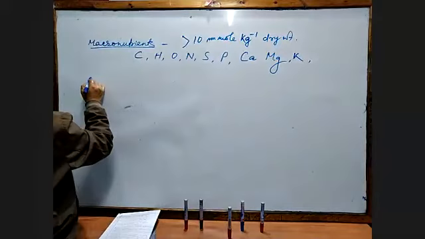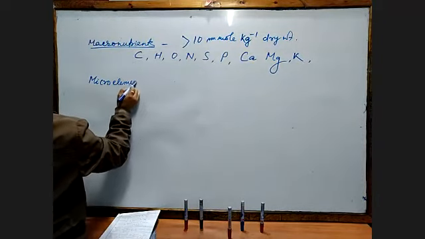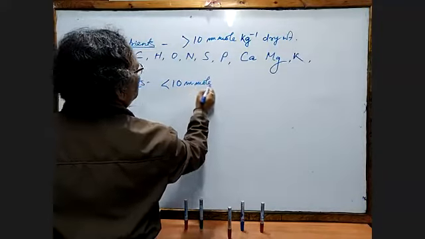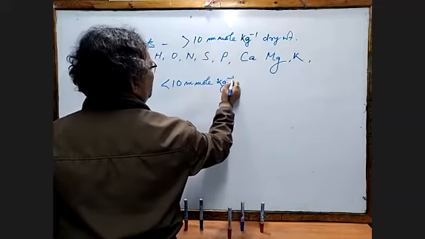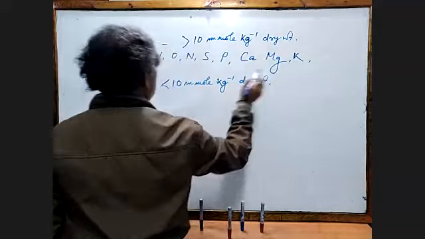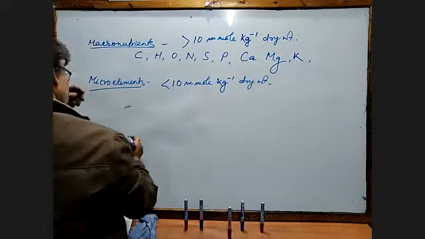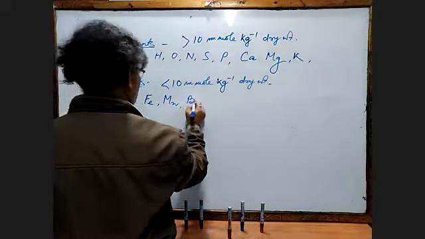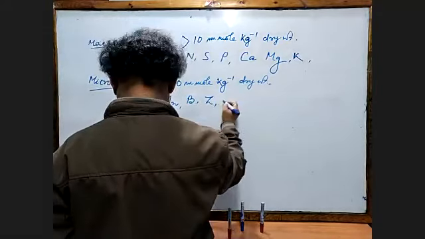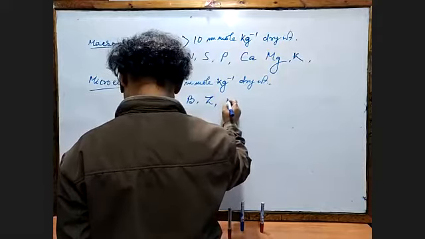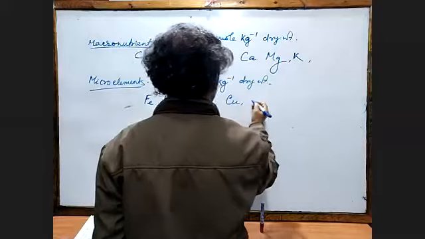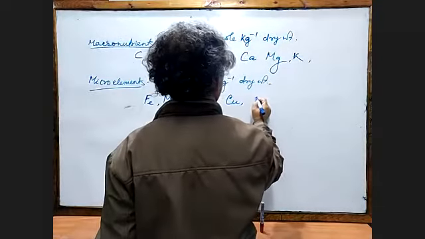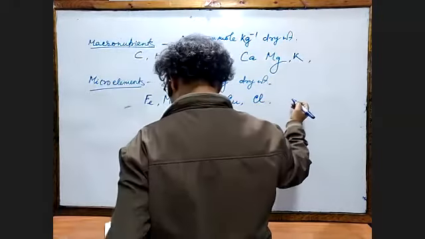Okay, and the micro elements are those whose presence is less than 10 millimole per kilogram dry weight of tissue, and these are iron, manganese, boron, zinc, copper, chlorine, and nickel.